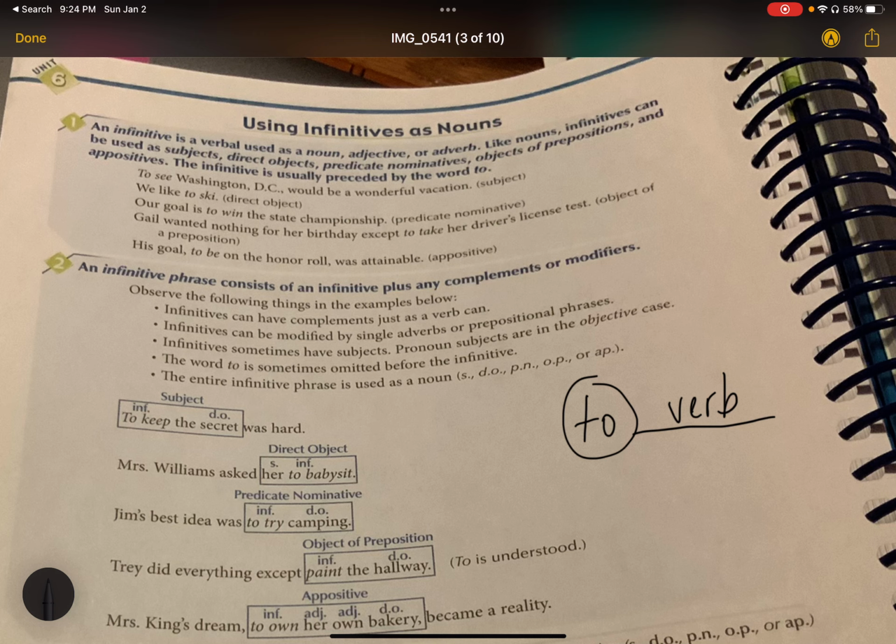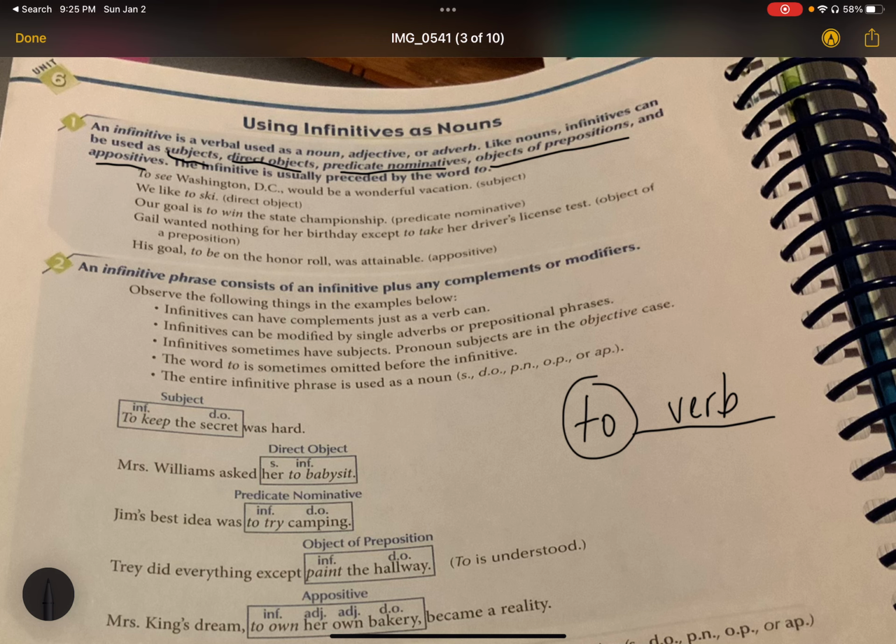Okay. When it's being used as a noun, it can be used as a subject, a direct object, predicate nominative, object of a preposition, or an appositive. Okay. So it's very versatile. You could have lots of parts of sentence that are expressed by an infinitive. So let's go through these examples in number 2.